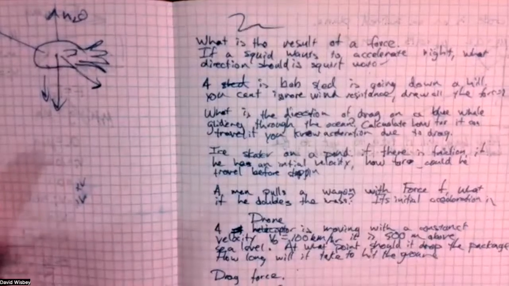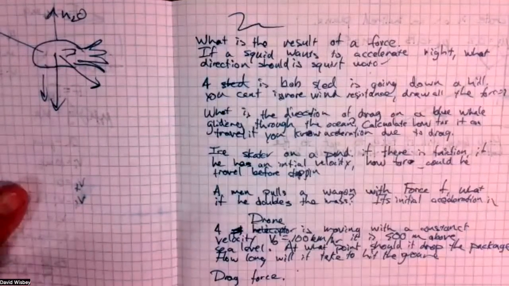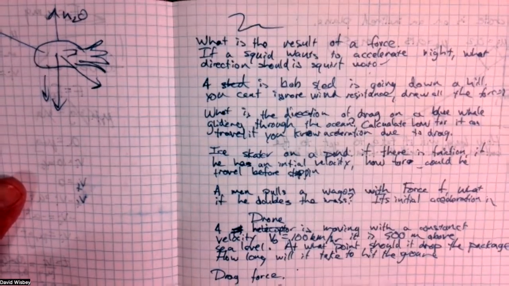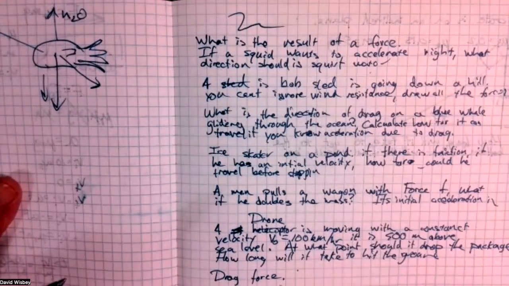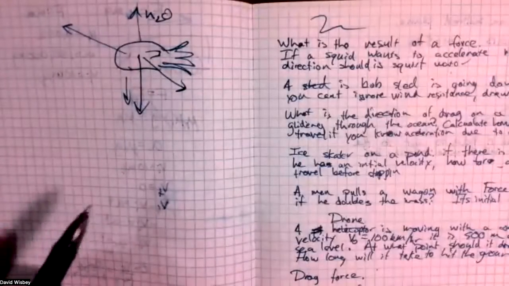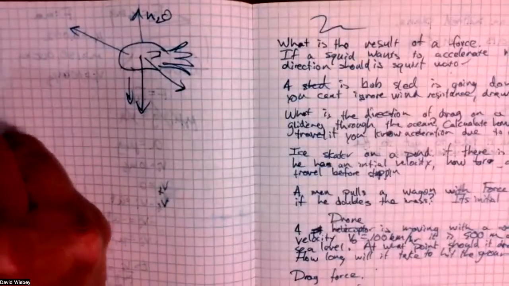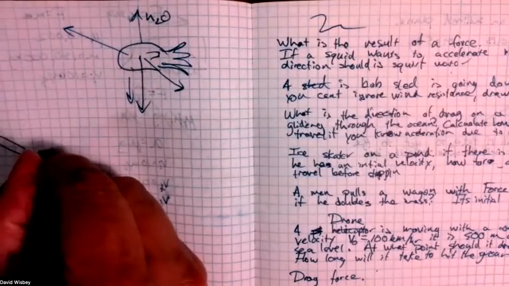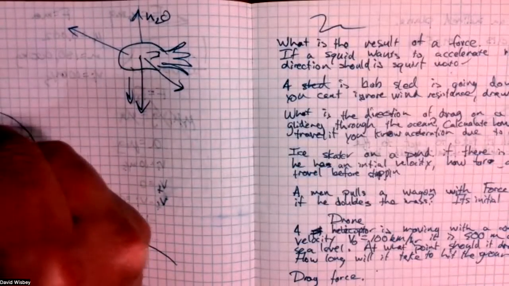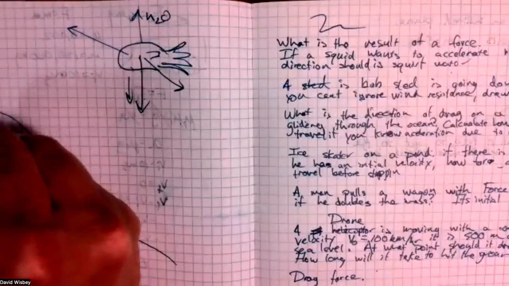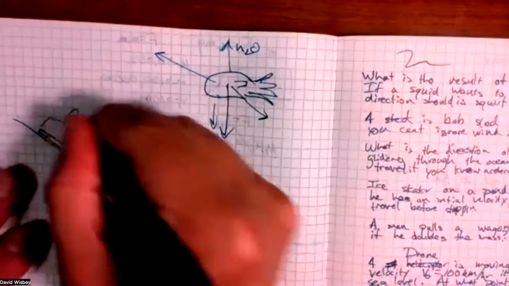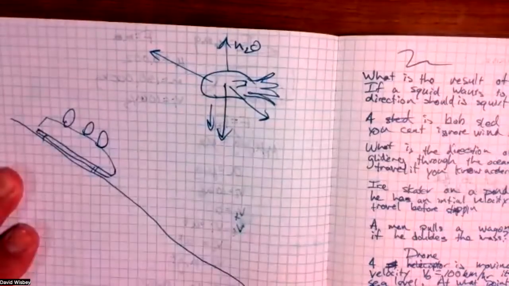All right. So let's say a bobsled is going down a hill, and you can't ignore wind resistance. Draw all the forces on the bobsled. All right. So let's say here's our bobsled. I love bobsledding in the Olympics. It's fun. It's full of lots of physics. All right. So here's our bobsled. There's our guys.